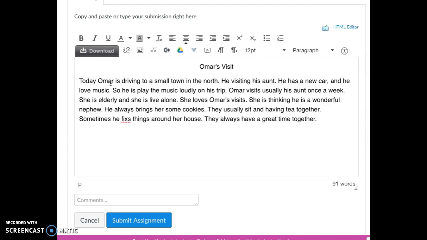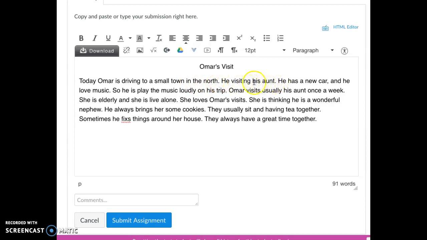So in this paragraph, I can see there's a mixture of things that are happening right now and things that are more like habits. And then we also have some non-action verbs, okay? So I always like to read the whole thing before I start so I really understand what's happening in the whole paragraph. So we start with today. Today sounds like right now. Today, Omar is driving to a small town in the north. So that's good. Present progressive, no problem.